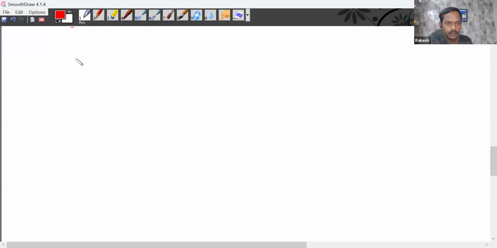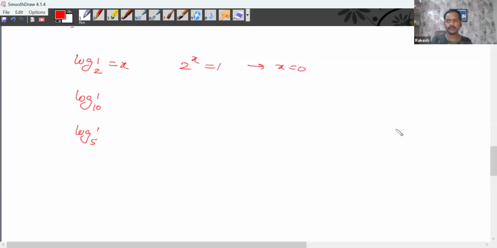Next is, what is log of 1 with base 2? Log of 1 with base 10. Log of 1 with base 5. Let us assume that this is equal to x. So 2 to the power x should be equal to 1. So can I say x has to be 0? Anything to the power 0 is 1, right? Here again, if this is equal to x, so can I say 10 to the power x is equal to 1? This again is possible only if the value of x is equal to 0. So 5 to the power x is equal to 1 is only possible when x is equal to 0.